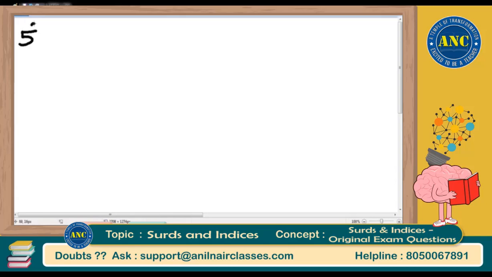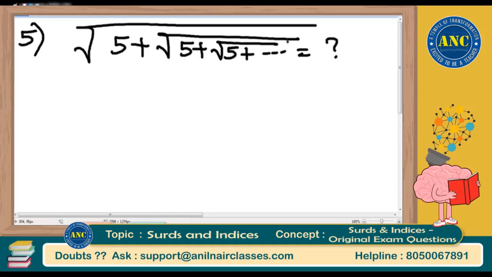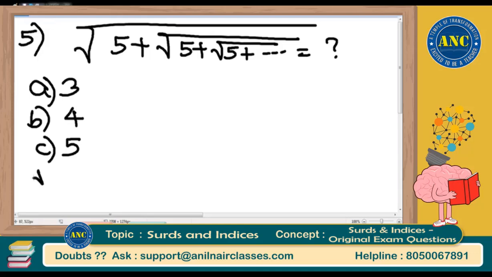Tell me the answer for this fifth question. Fifth question is root 5 plus root 5 plus root 5 plus root 5 plus etc. till infinity. This value I need to find. First option 3, second option 4, third option 5, fourth option none of these, right?